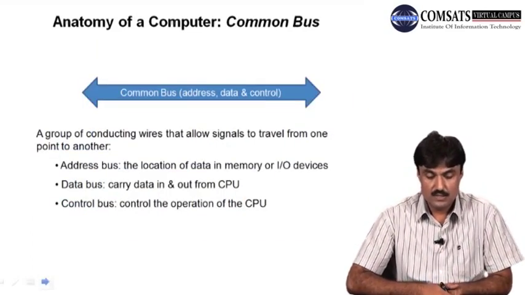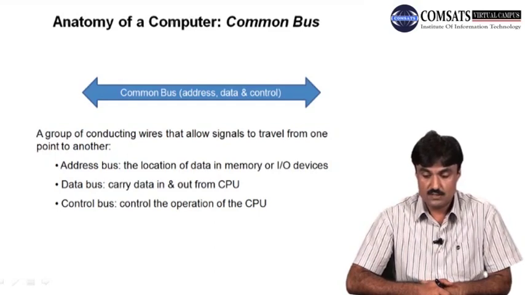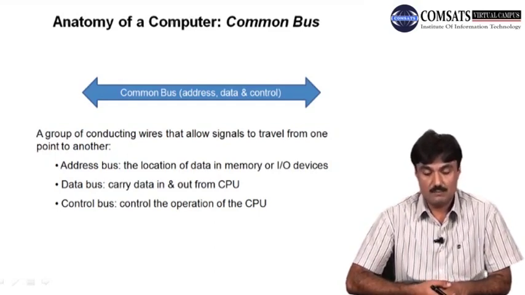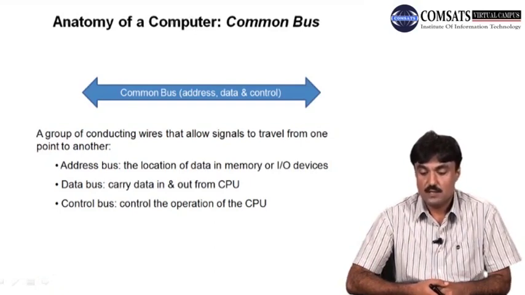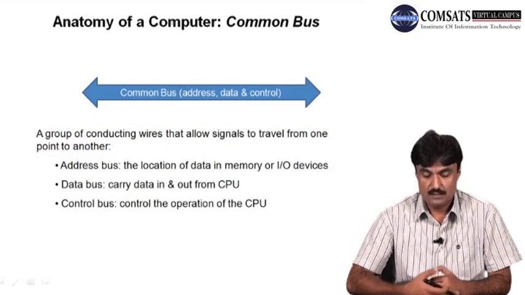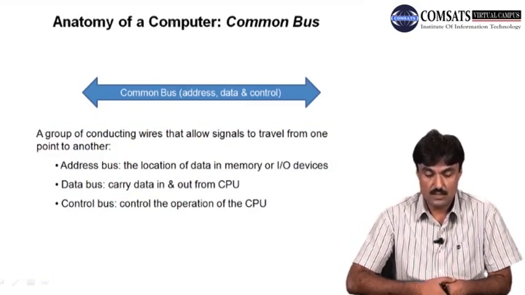So we have seen the common bus. In the common bus, there are three buses: address, data, and control. The bus is nothing but a group of conducting wires that allow signals to travel from one point to another point. There are three classes or three divisions of these conducting wires.